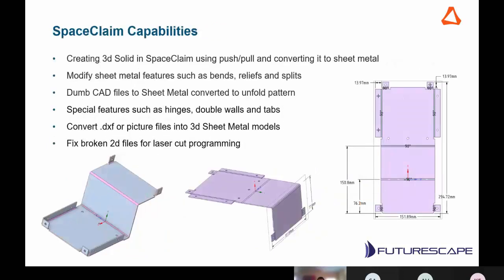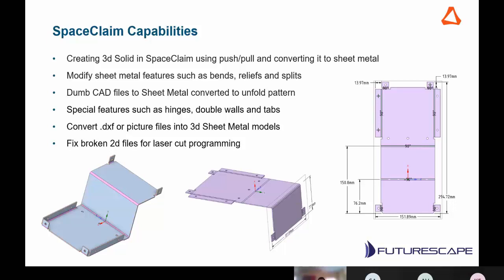Some of the SpaceClaim capabilities that can help. One, from scratch, say you were to get a napkin sketch from someone, you could create a 3D solid model in SpaceClaim using push-pull and convert it into a sheet metal body quite easily. SpaceClaim is a very powerful and very easy to use sheet metal design capability. So you can actually create those 3D models from scratch.